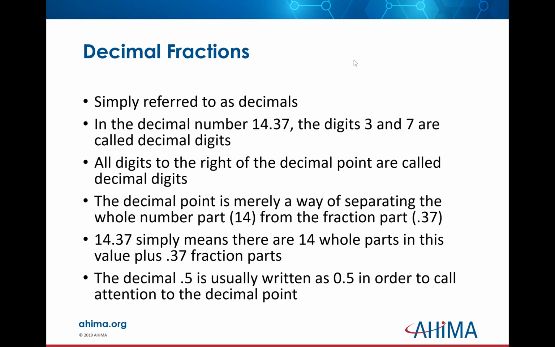And the decimal system is basically a way of separating that whole number 14 from the fraction part of it, which is the 0.37. So what 14.37 means is there are 14 whole parts and 0.37 fraction parts.